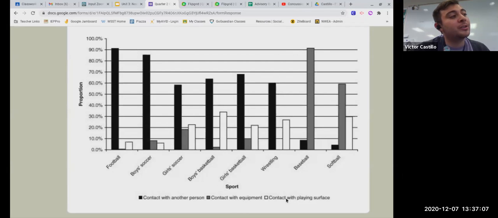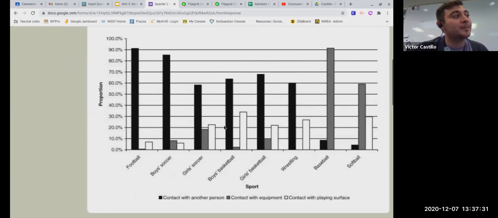And then there's the third one, which is contact with the playing surface. So maybe you fell and hit your head against the court. That is in white. As you can see, basketball seems to be the most common sport for that one because the surface is so hard. If you slip and hit your head on the basketball court, it could cause a concussion. As you can see, boys basketball has most of those concussion rates in that sport.